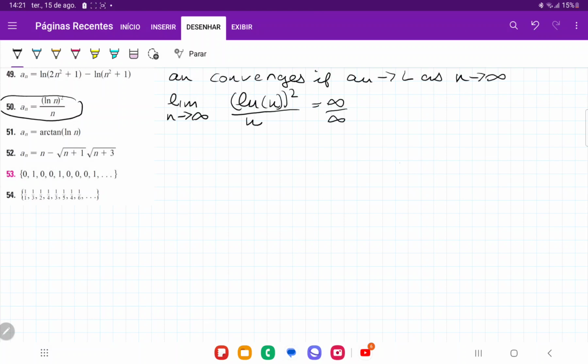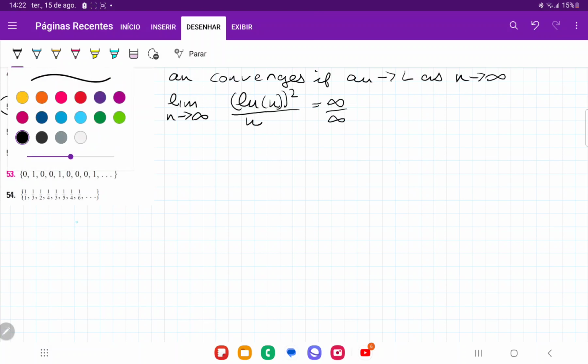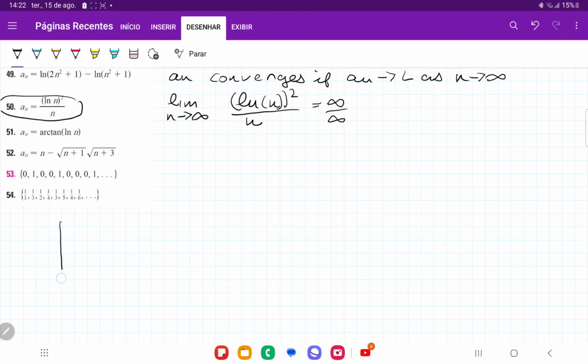However, L'Hopital is for functions, right? But the thing is that a function and a sequence are closely related. If we take the function 1 over x and the sequence 1 over n, 1 over x would go like this, and we can see that it is defined for all real points, excluding 0, all the way out to infinity.